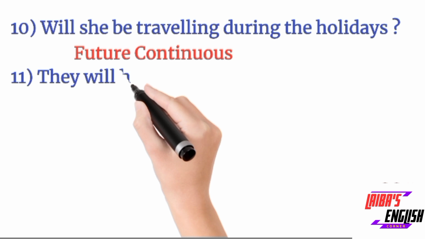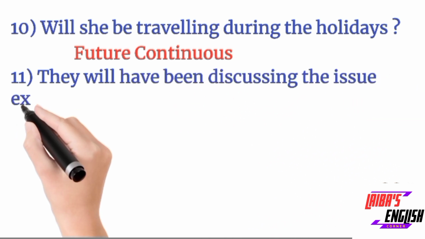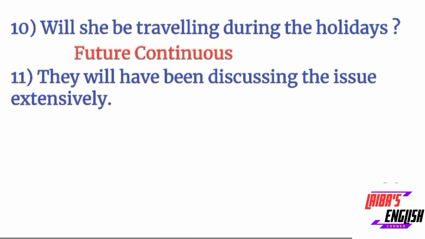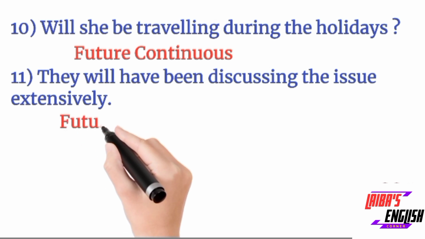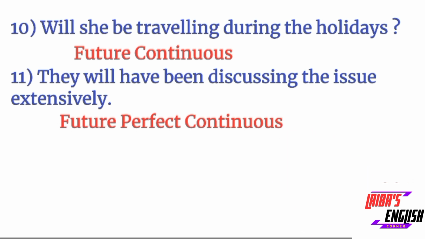11th example is: they will have been discussing the issue extensively. Here, will is a helping verb of future. Have been refers to future perfect continuous tense and this is not negative or interrogative, this is affirmative. So, it is affirmative of future perfect continuous tense.